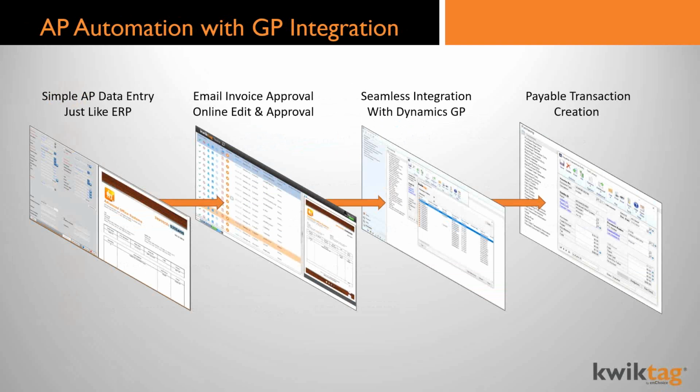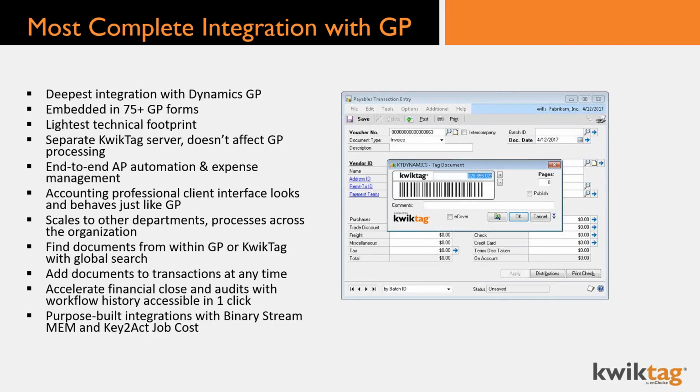Now, again, we showed you AP automation last week, but very similar kind of experience where invoices come straight into the KwikTag work queue. They get edited online and approved either online or in email. Again, seamless integration with GP with the Payable Transaction Entry, just like what Sean just showed you.